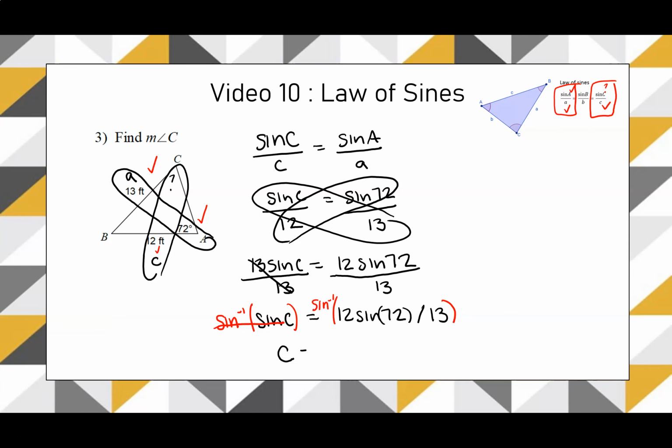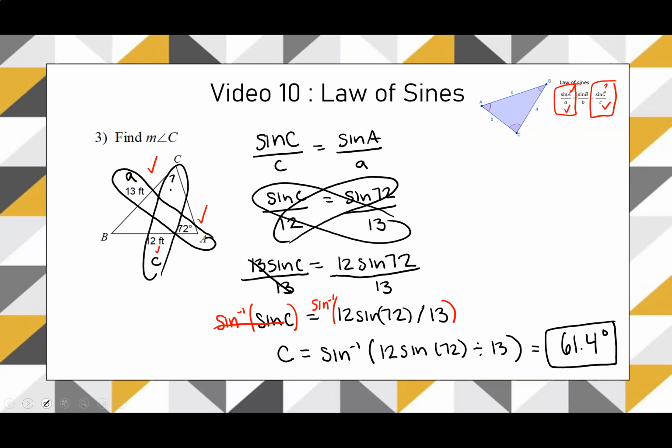So this is going to be C equals sine inverse, that does stay because it doesn't cancel out, 12 sine of 72, close your parentheses, divided by 13. Doing that in my calculator, again, you should pause this video and make sure you get the same answer. I get roughly 61.4 degrees.